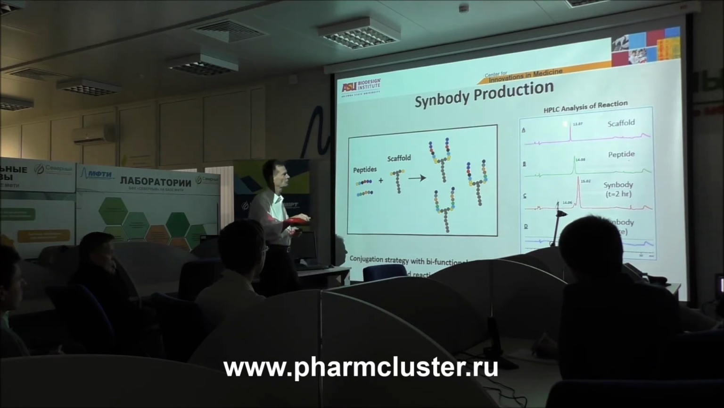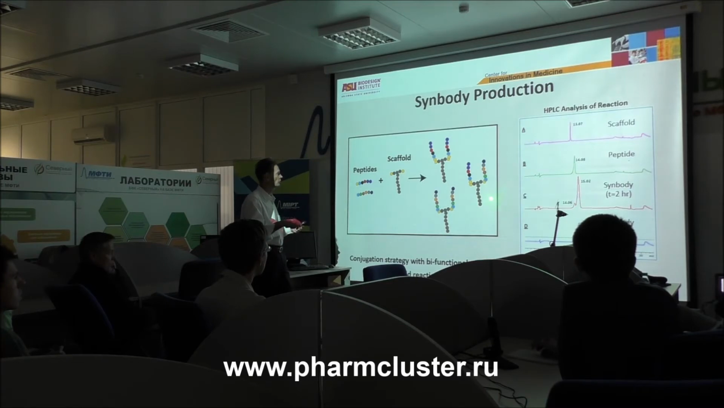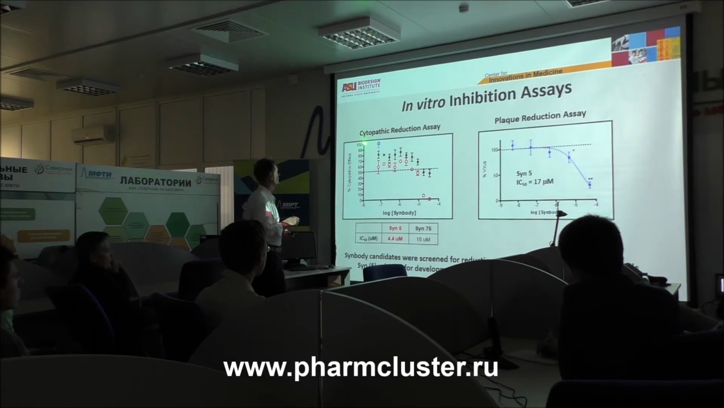We do an HPLC purification. It's easy to pull them out because there's enough difference between the arms that you can purify them. We do this quickly, and this is in two types of assays for the effect of the SynBody on flu. The cytopathic production assay. These are two different SynBodies that we have here. This is the estimated IC50 for these.